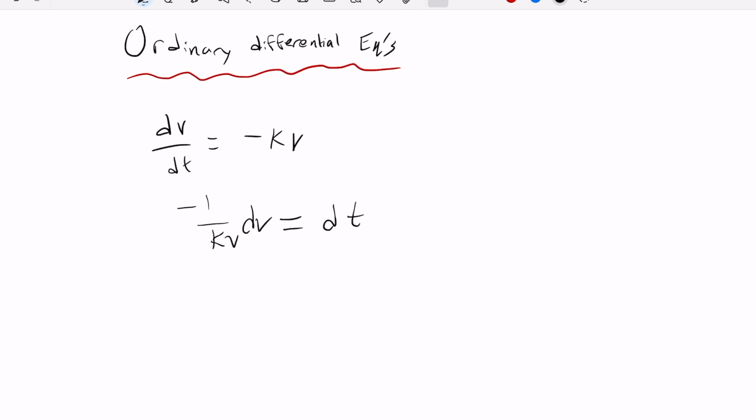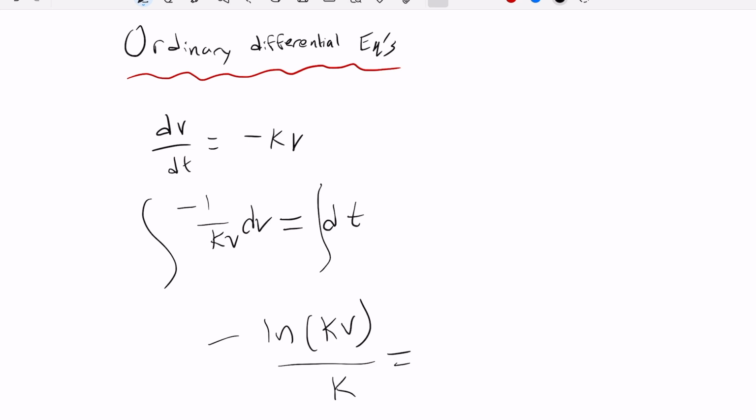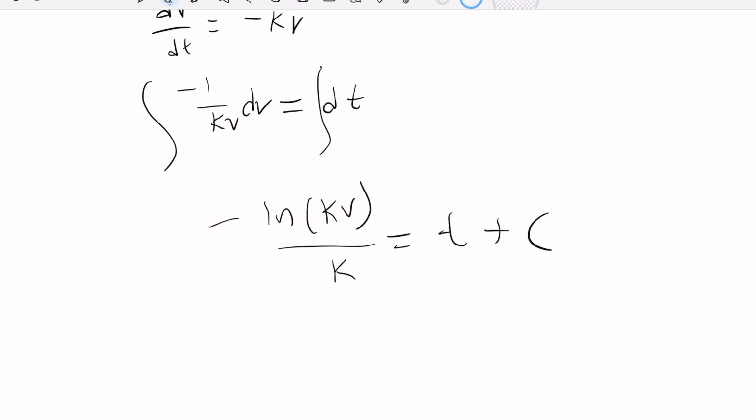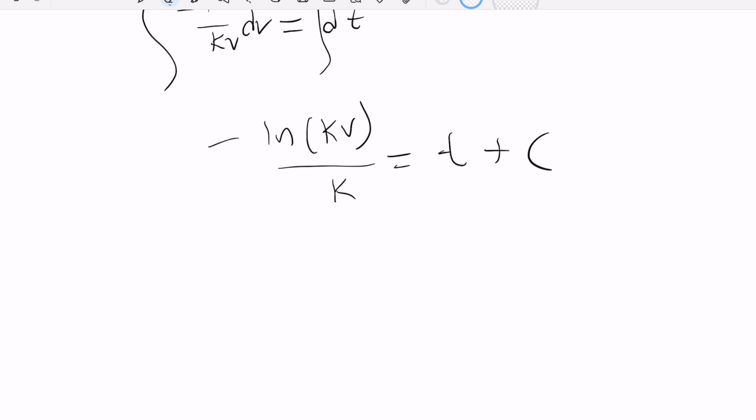And then we integrate both sides. And we get negative ln of kv over k is equal to t, and then remember we have plus some constant. So remember, all we've done here is just separate variables and integrate both sides.